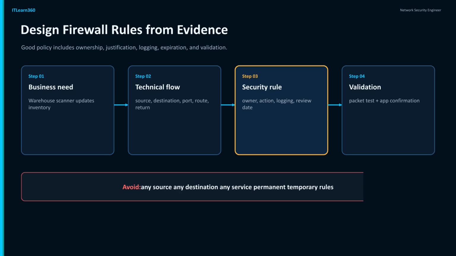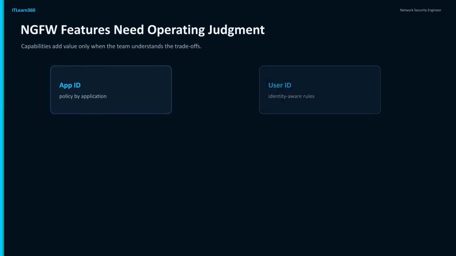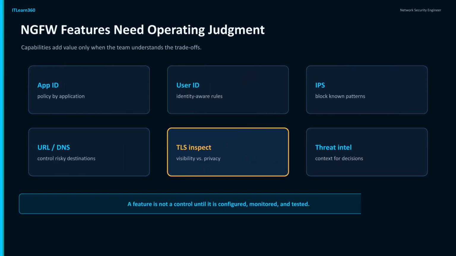Modern firewalls can add application awareness, identity, IPS, URL controls, and TLS inspection, but those features only help when the team understands their operational trade-offs. Next-generation firewall capabilities are valuable, but they're not automatically effective controls. Application identification can support policy by application. User identification can make rules identity-aware.